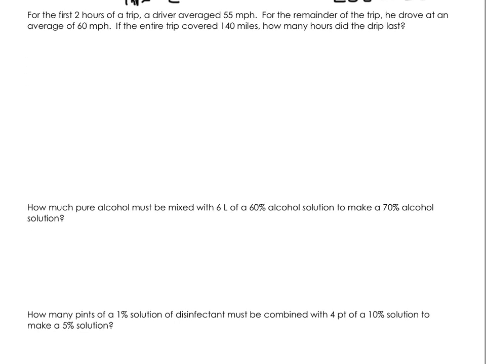For the first 2 hours of a trip, a driver averaged 55 miles per hour. For the remainder of the trip, he drove at an average of 60 miles per hour. If the entire trip covered 140 miles, how many hours did the trip last? So we have distance equals rate times time.